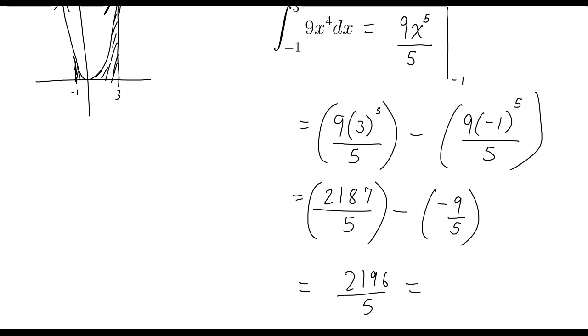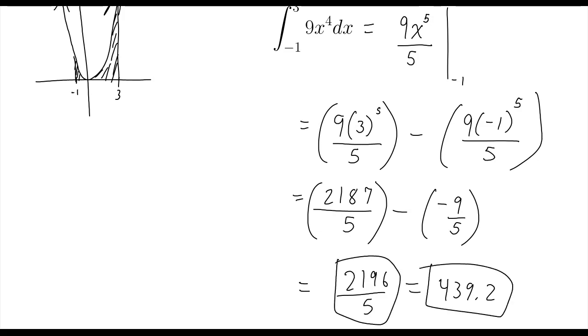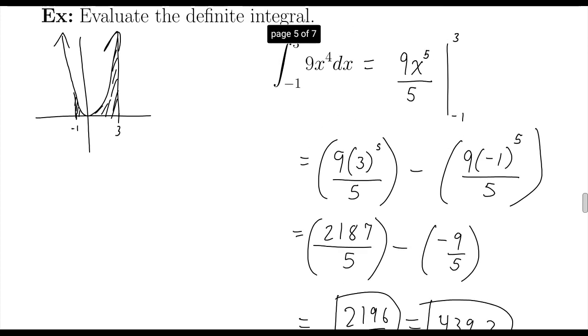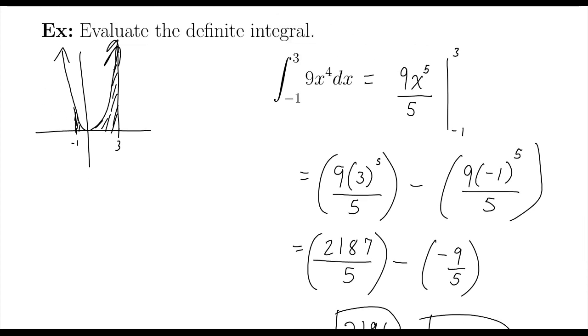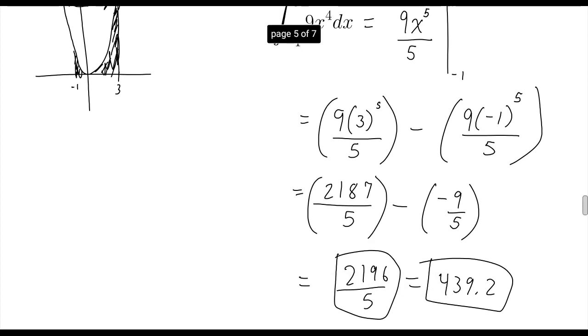Or, if I wanted to write it out as a decimal, I could. That's fine, 439.2. So that'd be the area. And that does make sense. It's going to be a large area because this 9x to the 4th means this thing goes way up here. So it could be 100 or something, I don't know. So all of this area is calculated and you get 439.2 square units, whatever the units happen to be.